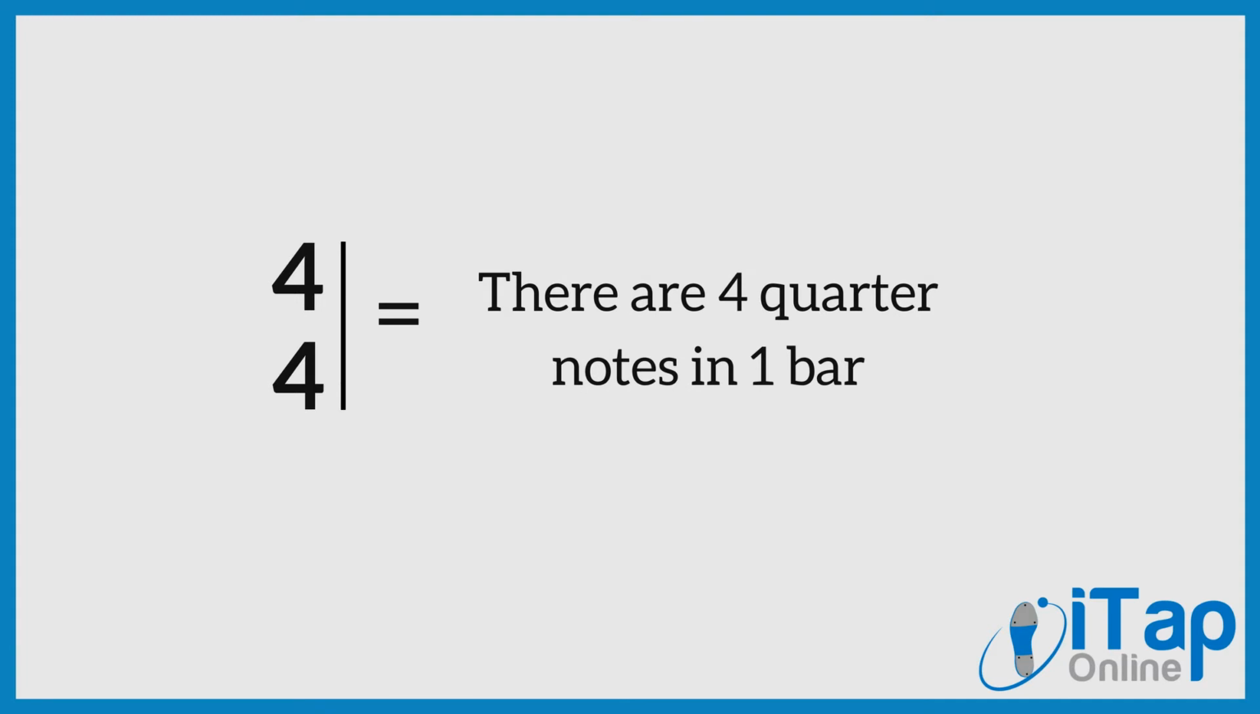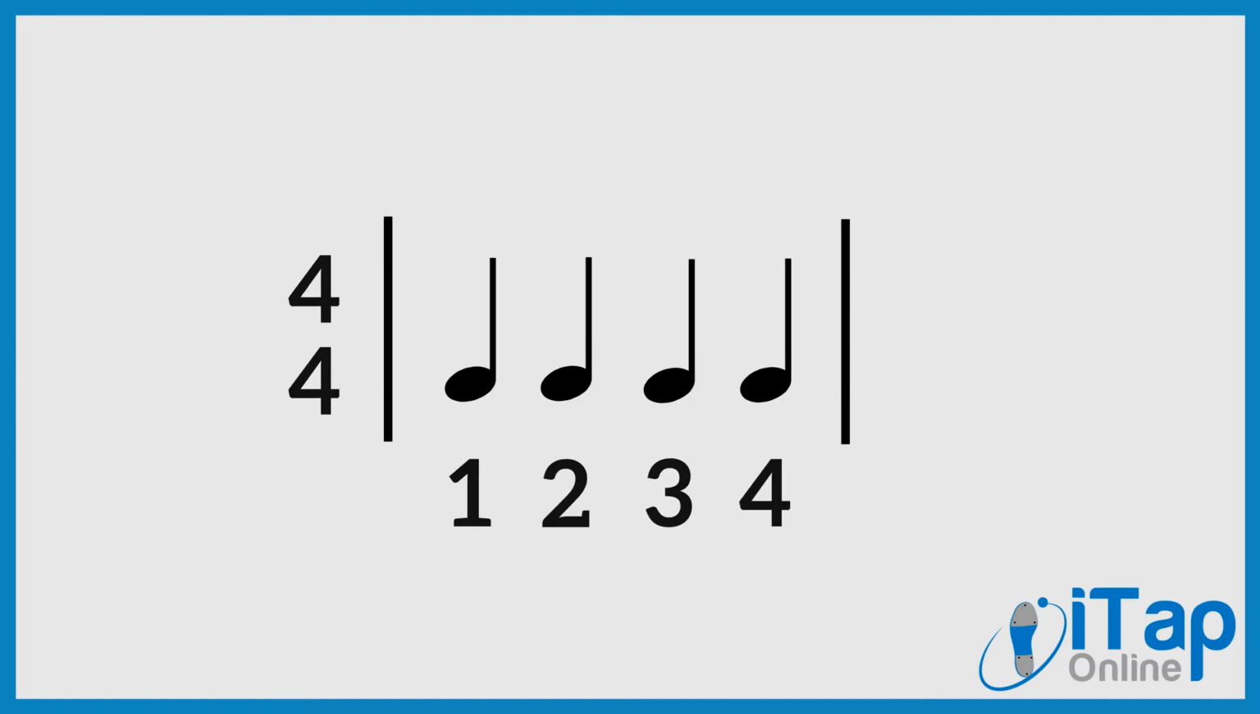If I were to count one bar in 4/4 time, it would be 1, 2, 3, 4. If I were to count 4 bars in 4/4 time, it would be 1, 2, 3, 4, 2, 2, 3, 4, 3, 2, 3, 4, 4, 2, 3, 4.